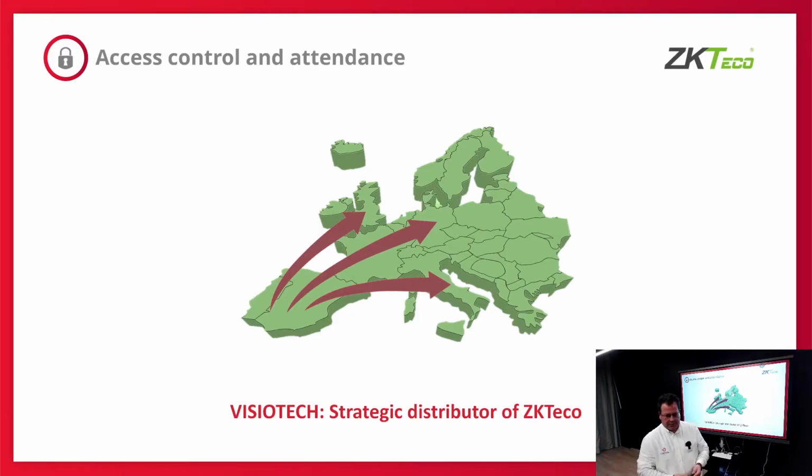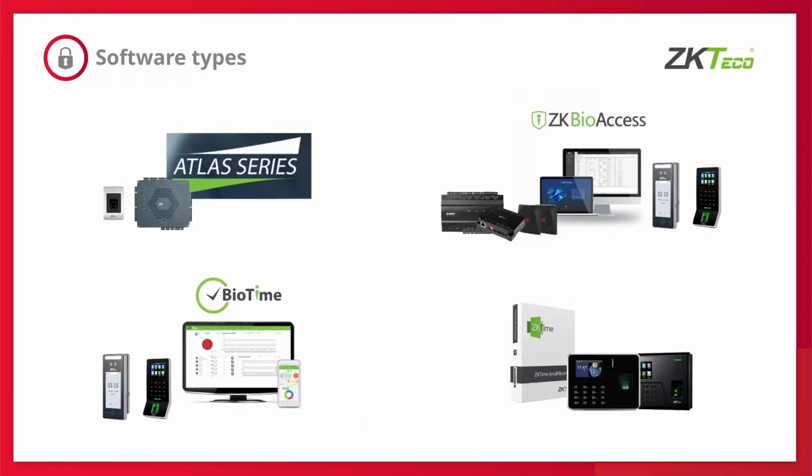Visiotech and ZKTeco. We are the strategic distributor of Europe. So everything that has to do with access control we distribute. And for this year we are basically your main sales channel. So, software types. We have the Atlas series. The Atlas series has a built-in web server with the software to give access, to add people, add cards.